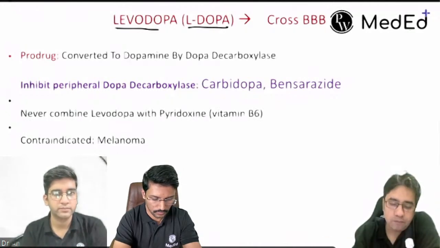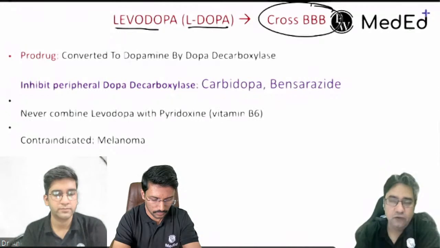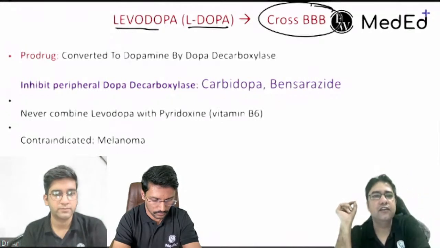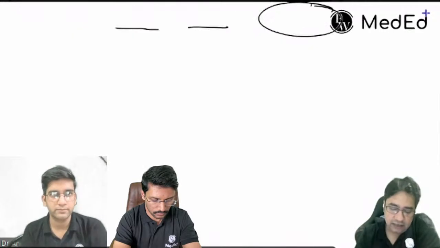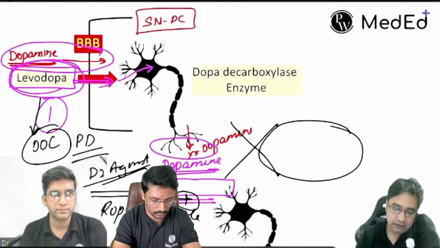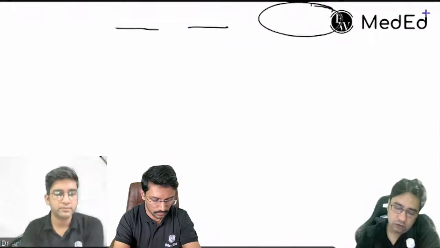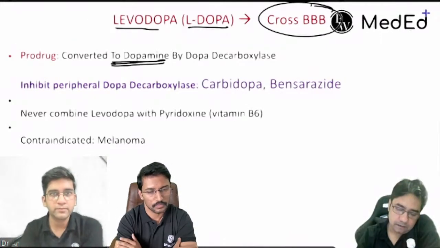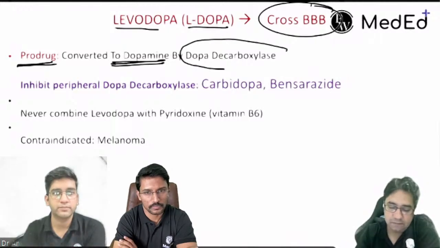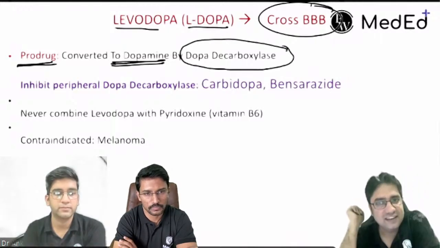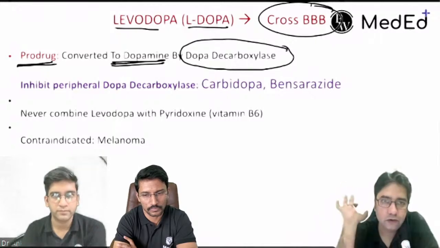Now, let's talk about the first, the drug of choice for Parkinson's disease, no doubt levodopa, which is also known as L-dopa. And why are we giving it? We know the reason. Levodopa can cross the blood-brain barrier, and inside the brain, it gets converted into dopamine. Hence, it's a prodrug. It gets converted into dopamine by which enzyme? Dopa decarboxylase enzyme. Now, it's very simple for you to remember.